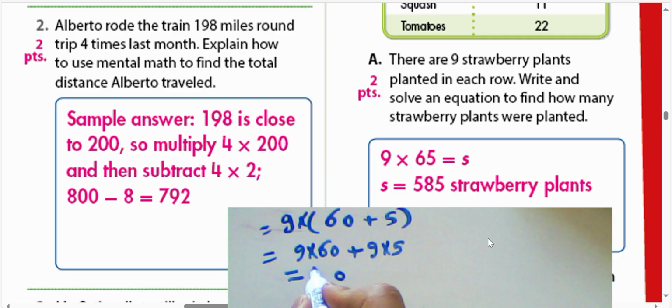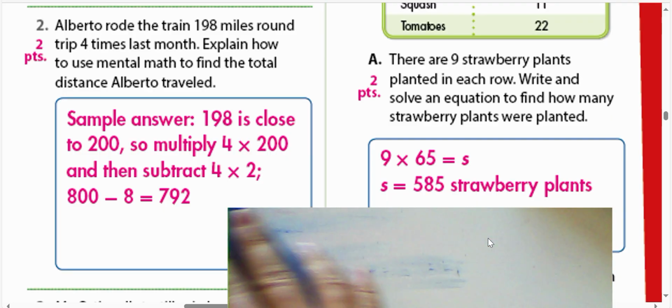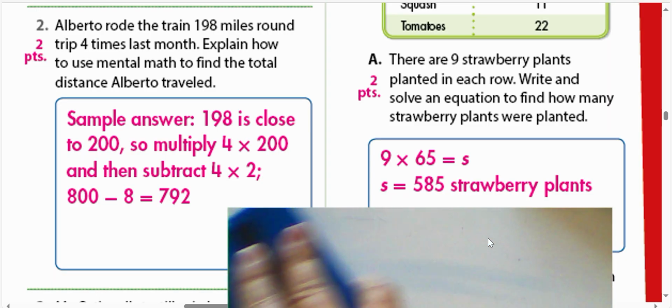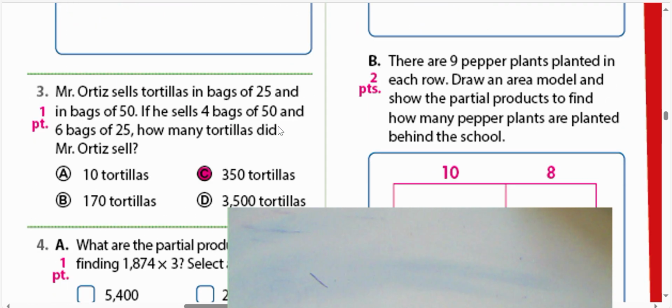Write 0, and 6 times 9 equals 54. 5 times 9 equals 45. 5 plus 0 equals 5, and 4 plus 4 equals 8, and then write 5. And the result will be 585. Okay, understood. Next question.